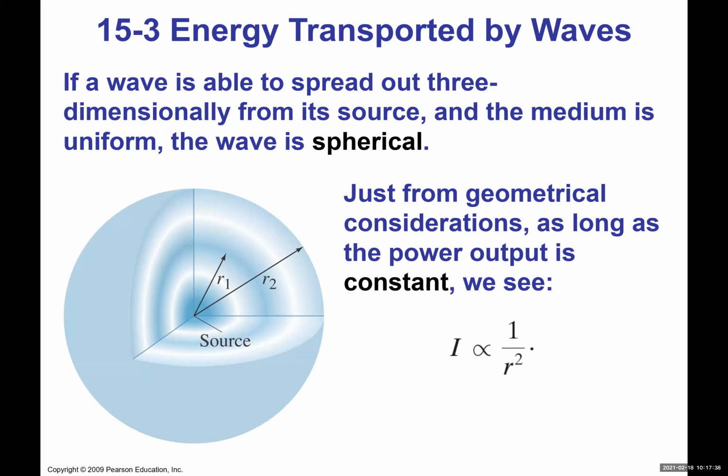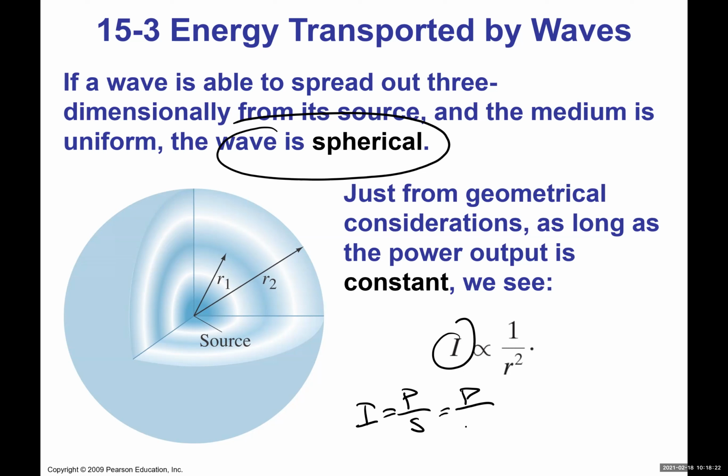So the sound source moves in three dimensions. If it's a water wave, you see it as two-dimensional, moving in a plane. But most of the time you can have a three-dimensional wave spreading outward like that. These are known as spherical waves. So just from a geometrical consideration, as long as the power output is constant, we can see that intensity is proportional to 1 over r square, because intensity is power per square area.